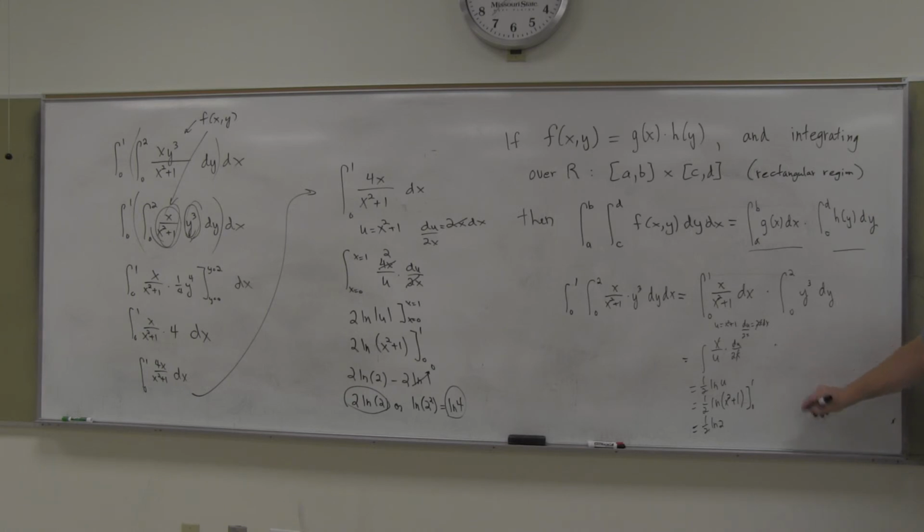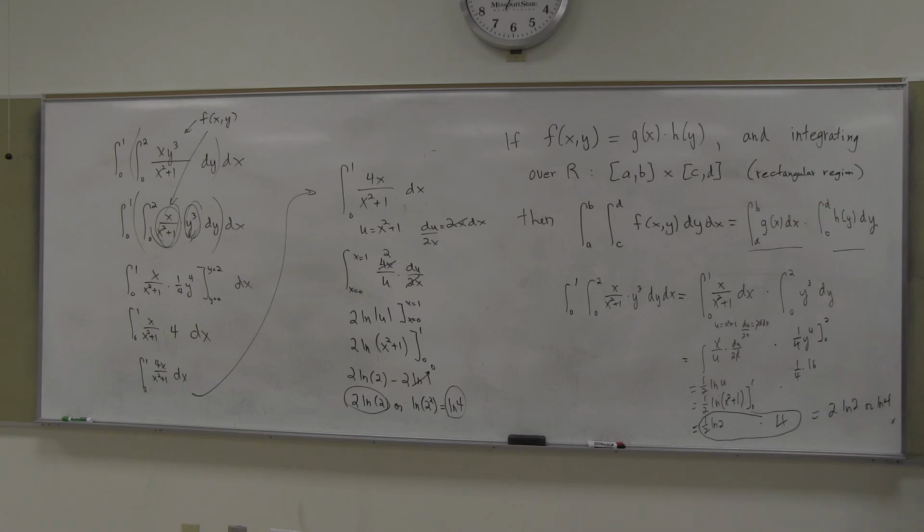Now, what we're saying is we can multiply it by this one, which would be 1/4 y to the 4th from 0 to 2, which is 1/4 of 16, so that's 4. So if I multiply these two together, don't I have 2 ln of 2, or ln of 4? Ta-da.